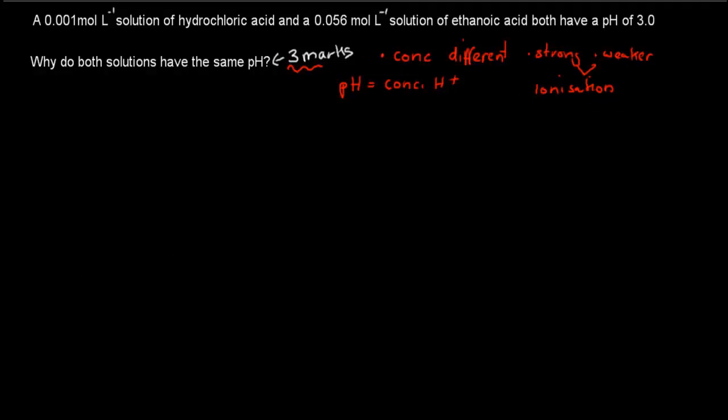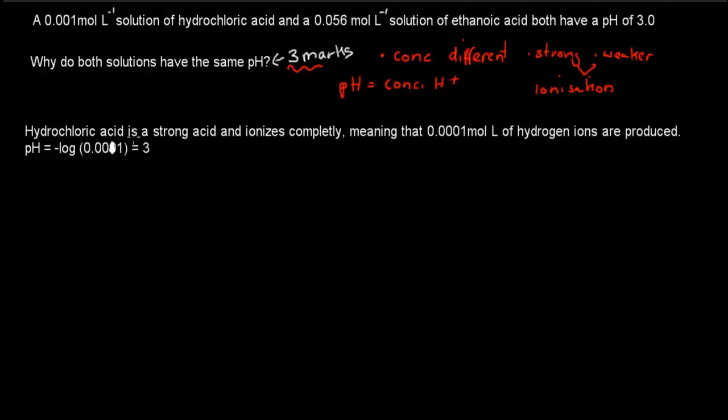So what I wrote is hydrochloric acid is a strong acid and ionizes completely, meaning that 0.01 mole per liter of hydrogen ions are produced by 0.01 mole of hydrochloric acid. And then you would type that into your calculator. You can show them that, if you put that into your equation, you get a pH of 3.